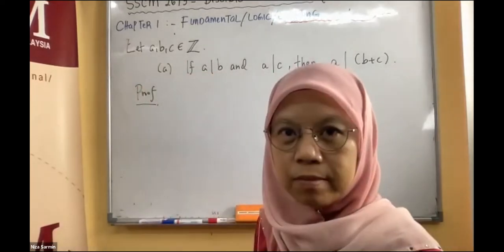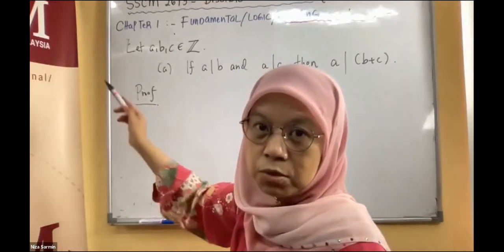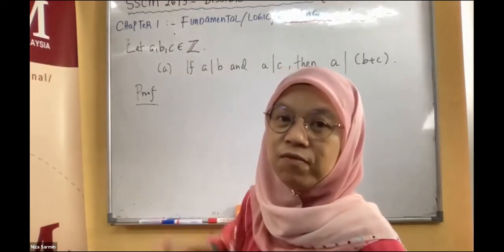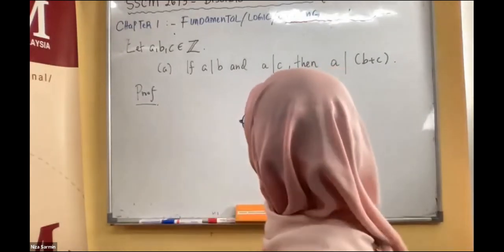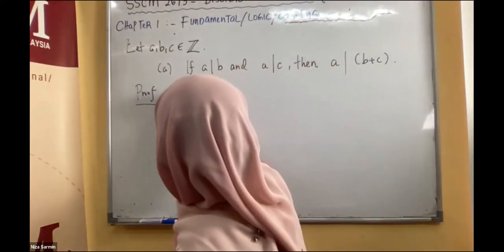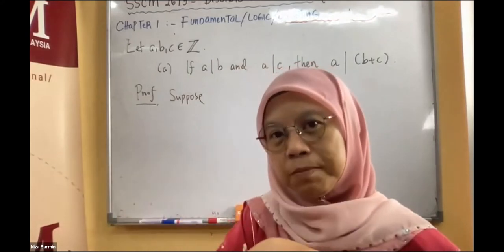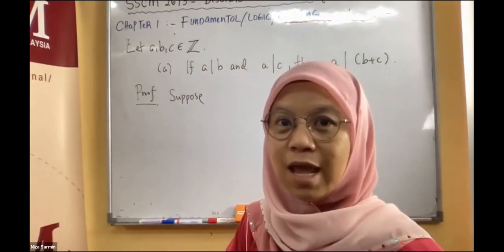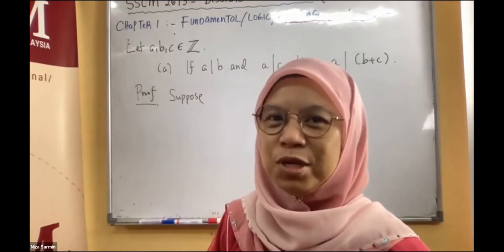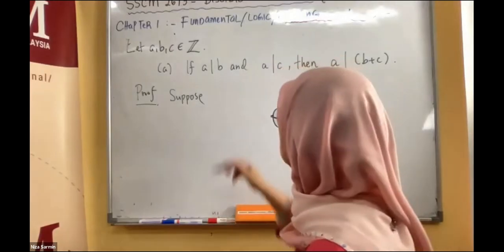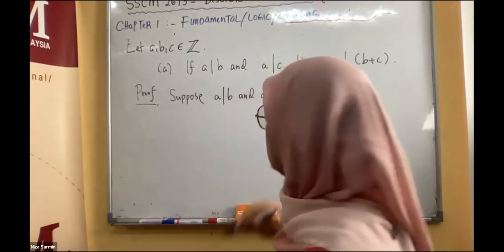The proof. Some students, this is a noun, yeah, proof. Some students put P-R-O-V-E, that's a verb. You need to prove this. This is the proof. Assume, so suppose, this is if-then, so you will assume the first part, you will prove the second part. This is a direct proof. You just put assume or suppose. Suppose A divides B and A divides C.